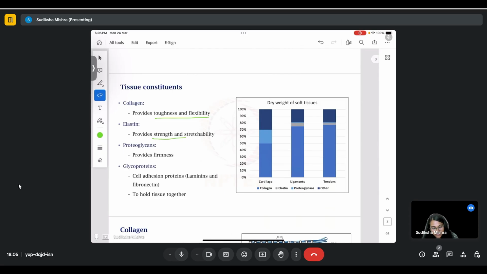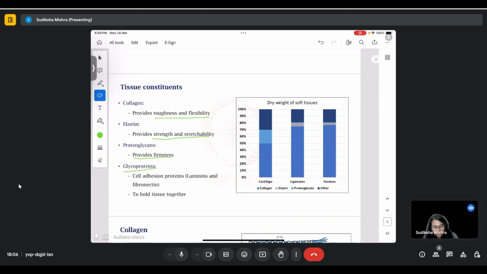Next is elastin, which provides strength and stretchability. Elastin is a protein that is very elastic, and therefore it is essential for maintaining the stretchability of any structure that it is present in. There is also proteoglycans, which provide firmness to a tendon or a ligament, in addition to collagen.